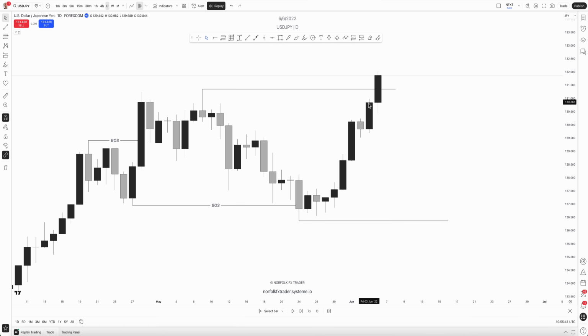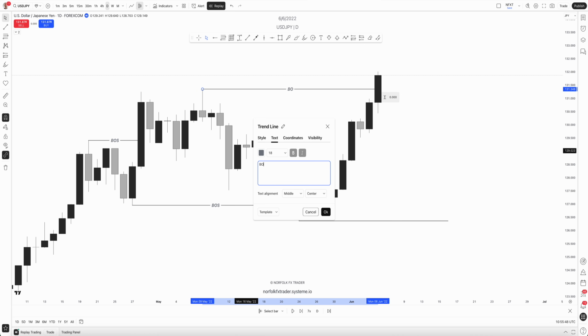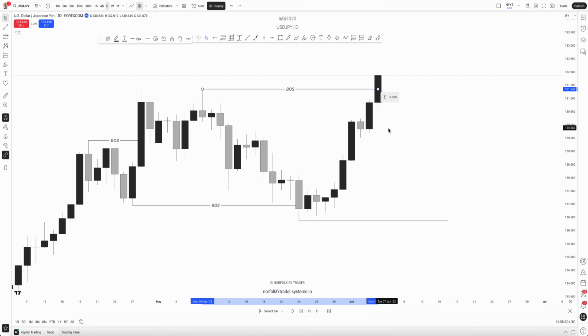So the market creates a solid break of structure. So straight away we've gone from a bearish back to bullish bias here. But see how the market actually closes through the level and creates this new break. So this becomes a valid low for me.